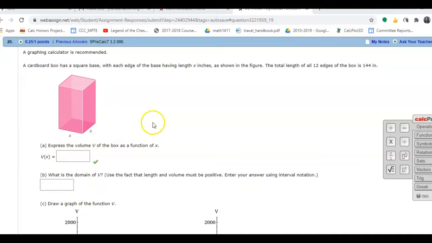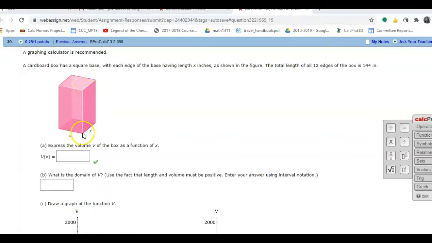So this is section 3.2, question number 20. I had a lot of email requests for help on this, and so this is my version. Make sure that you do your own version, but it's similar to mine. So we have a cardboard box with a square base, with each edge being x on the base.